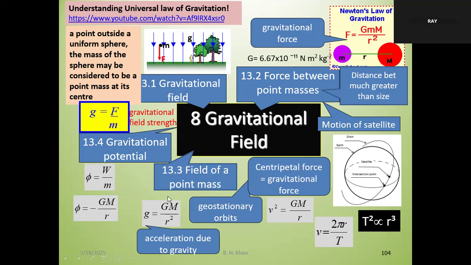Field of a point mass: you need to know how to get this formula and memorize it. Sometimes it's called acceleration due to gravity, but in this chapter we are calling it gravitational field strength. Then gravitational potential: you need to know the definition. It is the work done per unit mass in taking the mass from infinity to the point, and that is the potential at a point a distance r from the center of the point mass. The negative sign must be there. This other negative sign doesn't matter, it depends on your choice.